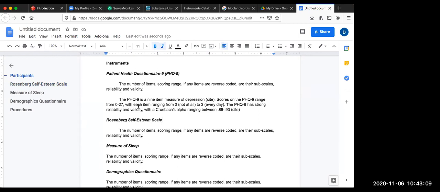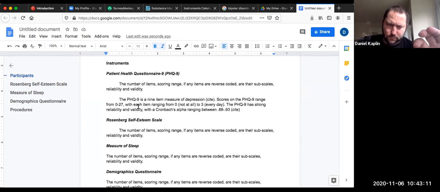Yes. Okay, good. So you're going to do that for each of your instruments, because each research question needs its own instrument, right? If you're measuring depression, you might use the PHQ-9 as well. If you're measuring self-esteem, you need an instrument that measures self-esteem. Now, what was your third research question?